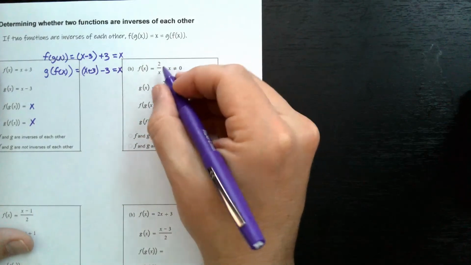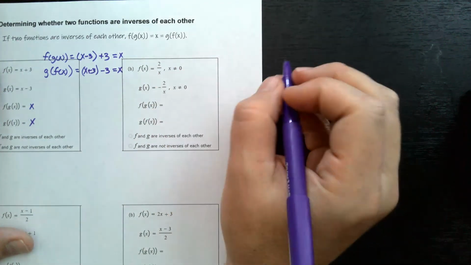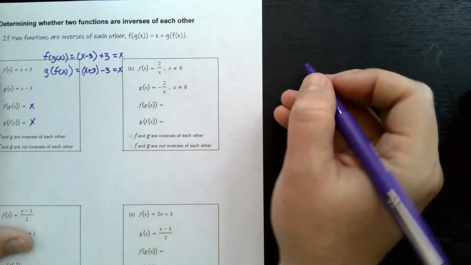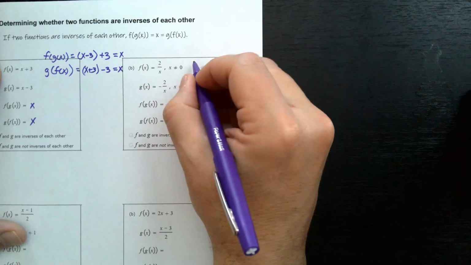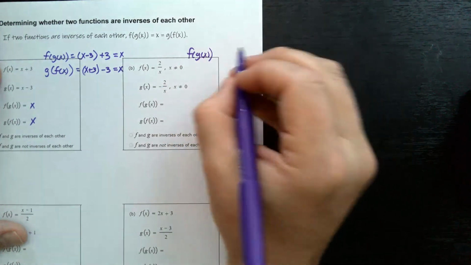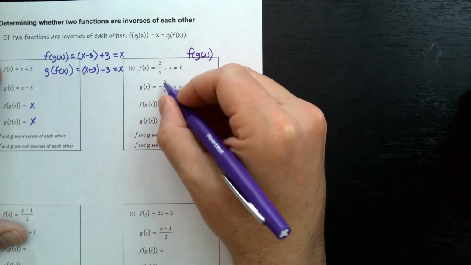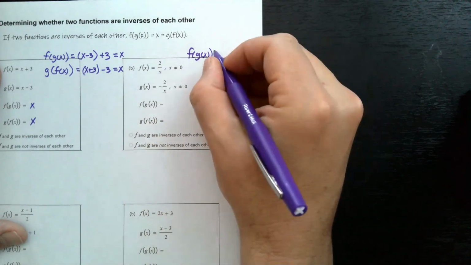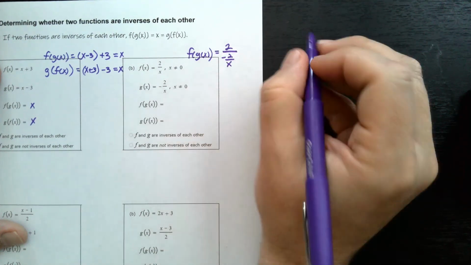So it says we have f of x is equal to 2 over x so long as x is not equal to 0, and g of x is equal to negative 2 over x so long as x is not equal to 0. Okay, so let's see what happens when I compose f of g of x. I put the g function, negative 2 over x, into x here. So I get 2 over negative 2 over x.